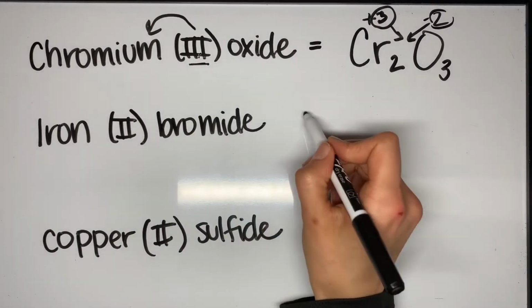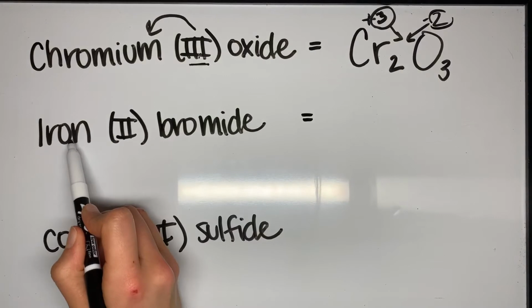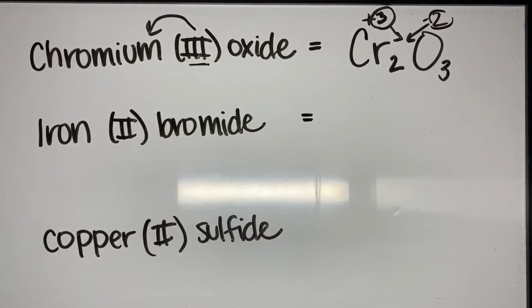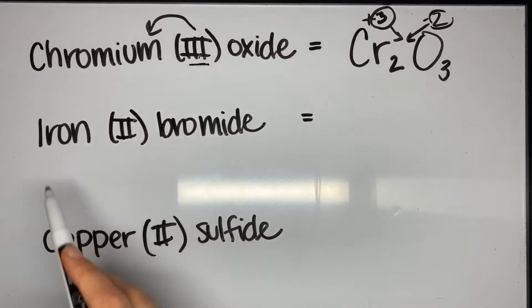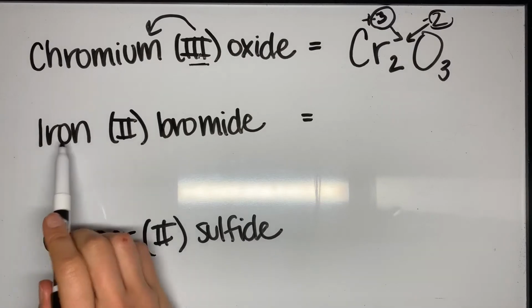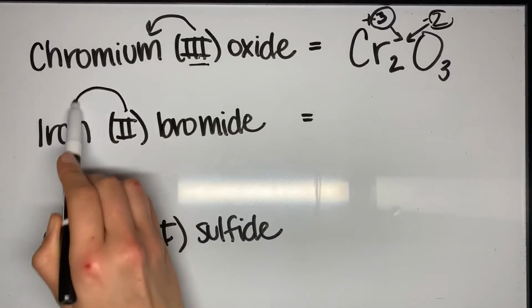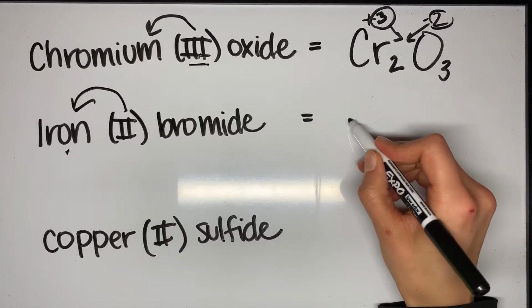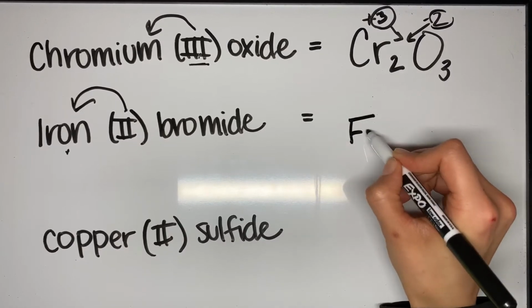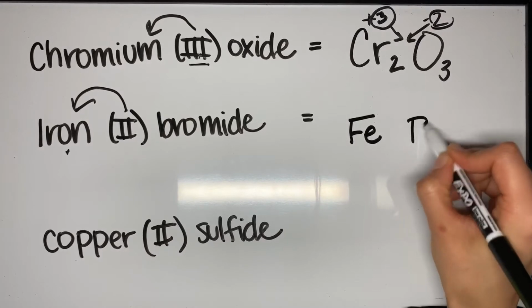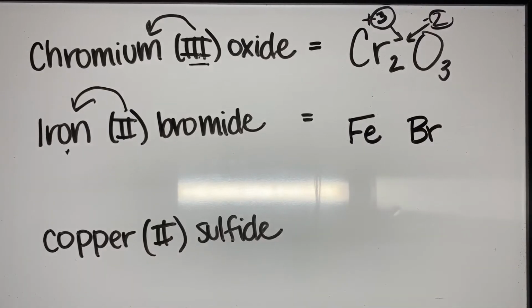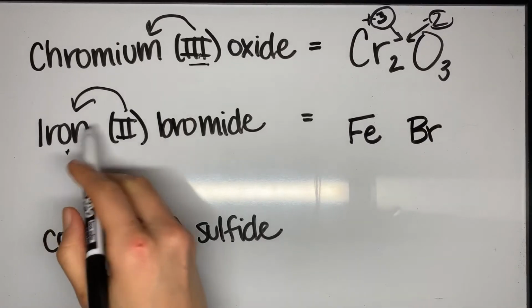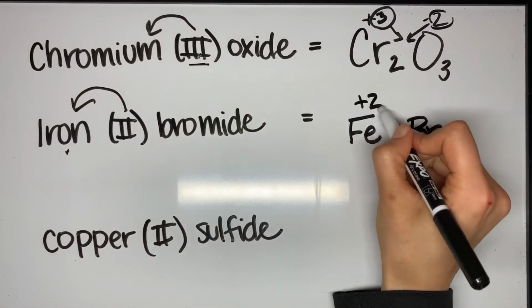So let's do it again down here. We have iron. If you look at iron on the periodic table, you will see in the upper right-hand corner that it can have multiple charges. You are told which one of those multiple charges this iron has. It has a +2. So when we go to make the formula, we write out the symbols. Iron is Fe, bromine is Br, and we're going to put the charges above them. Iron, you've been told, is a +2.